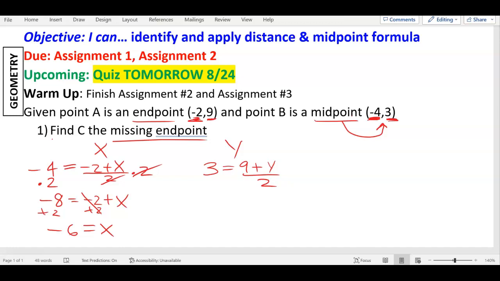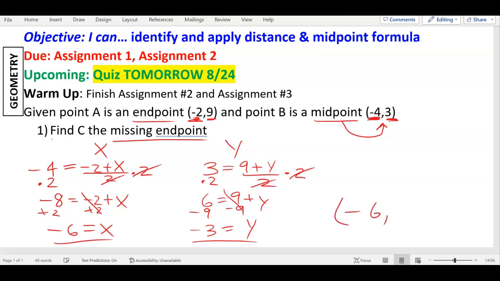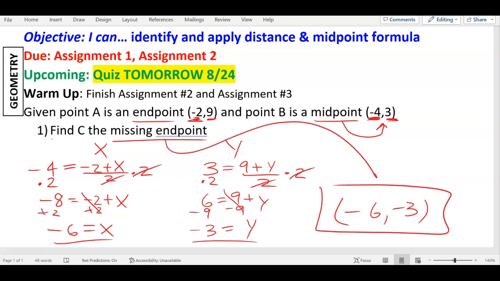To get rid of a divided by 2, we're going to do times 2, times 2. 2's cancel out. 3 times 2 is 6. Bring down 9 plus y. And then the opposite of a positive 9 is to subtract 9. 6 minus 9 is -3. So now we have an x and a y value. We can write it as an ordered pair. -6, comma, -3 is our missing endpoint.